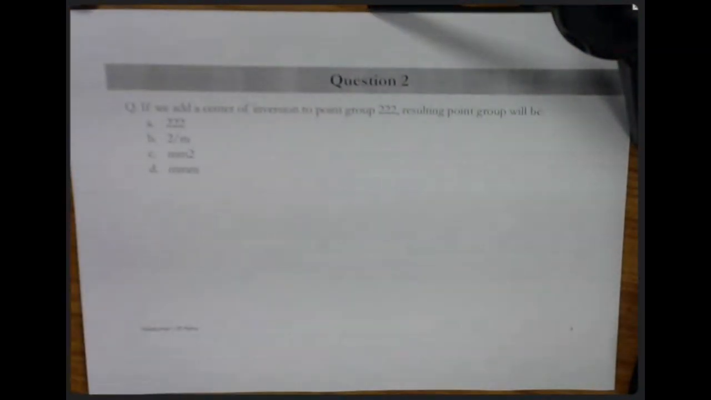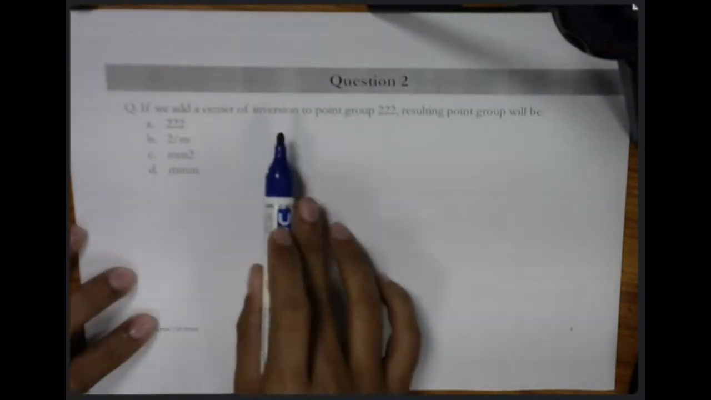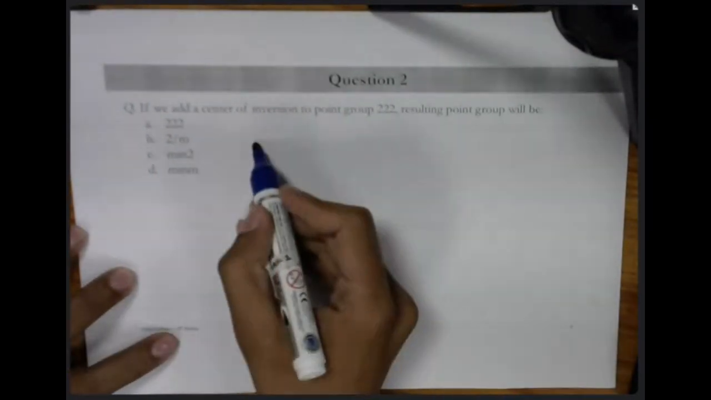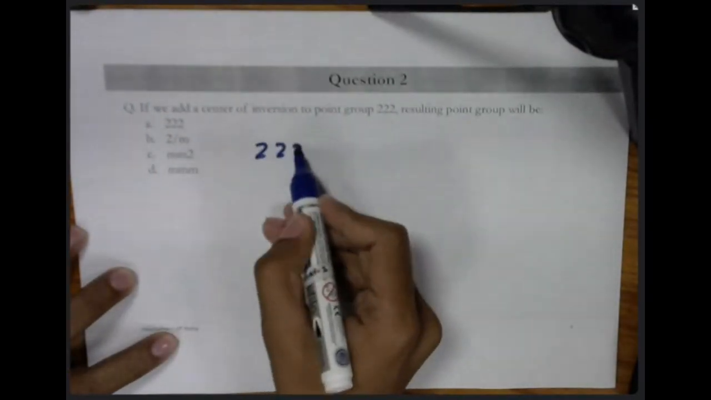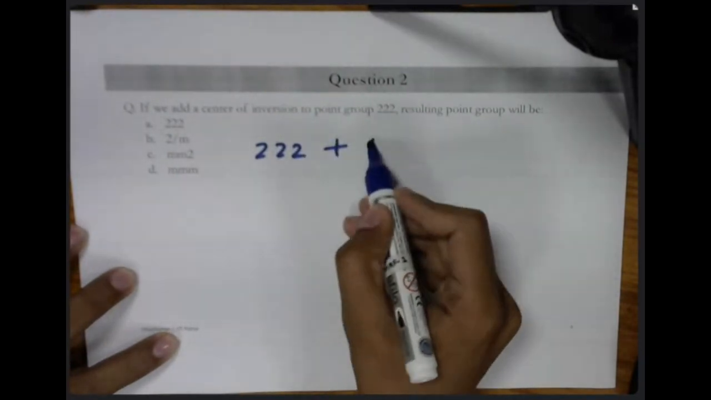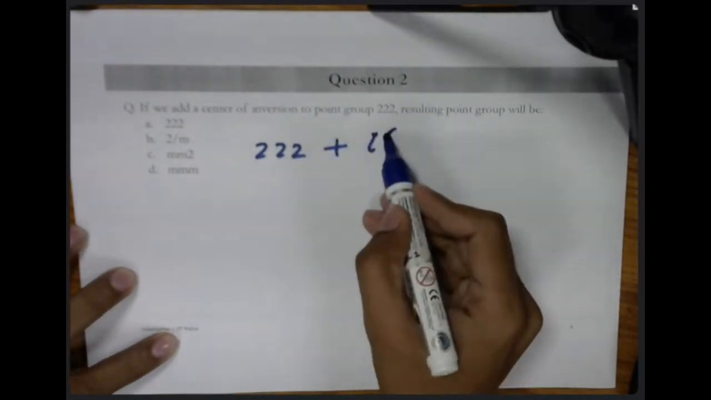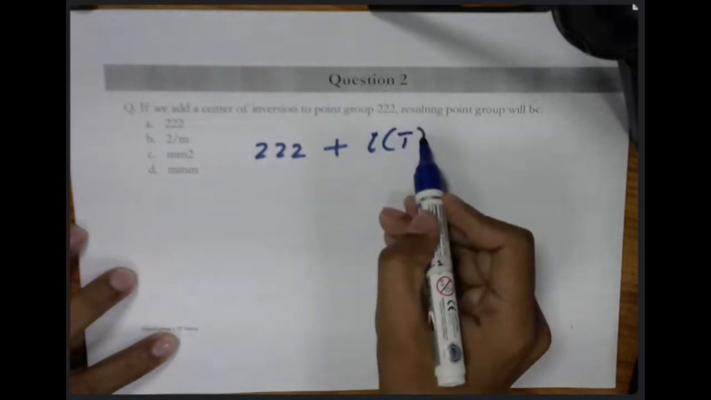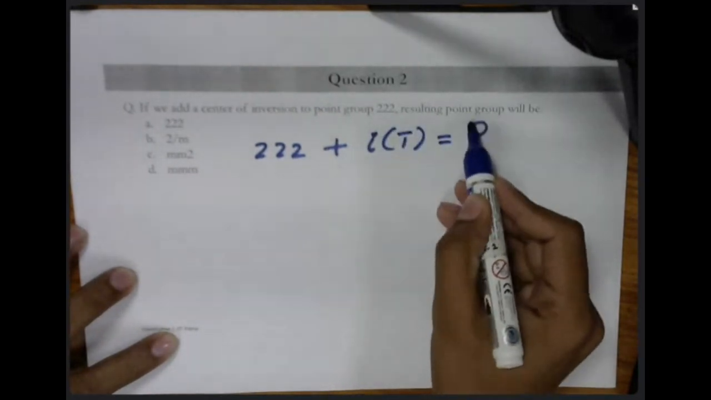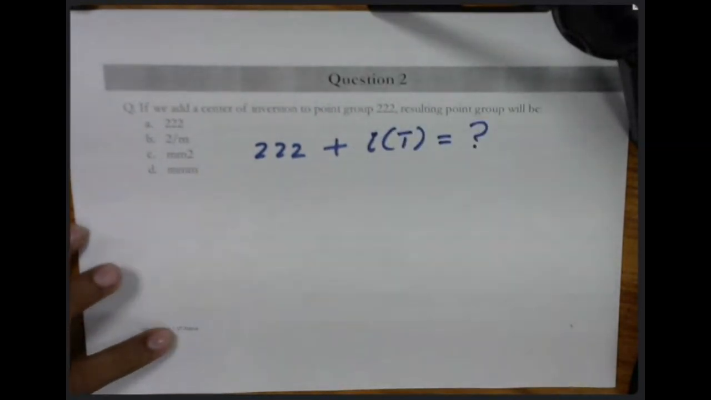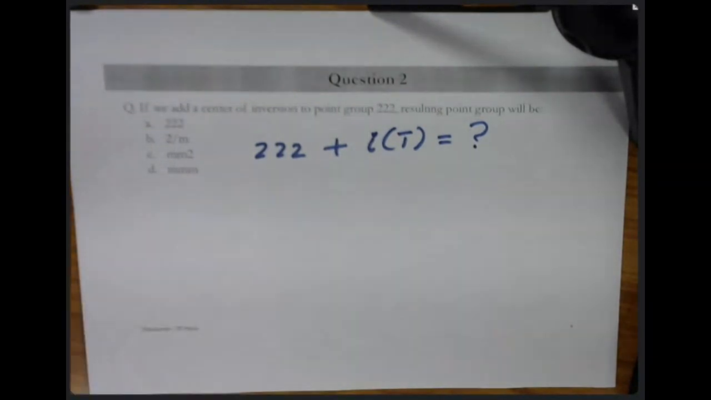So now this is another question, let me read it for you. If we add a center of inversion to the point group 2 2 2, the resulting point group will be... So the question is that we have the point group 2 2 2, and if we add an inversion center to it, what will we get? This is the question. Okay, so let's draw it.